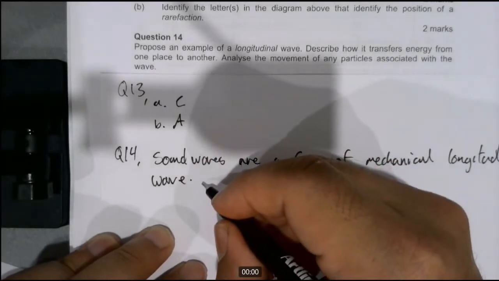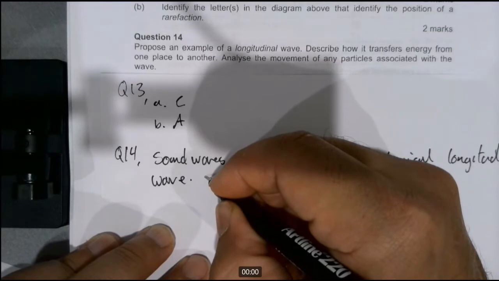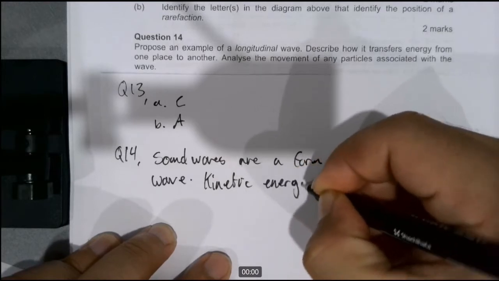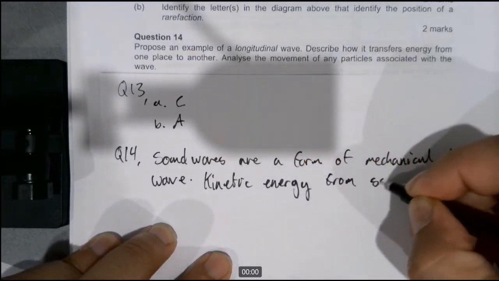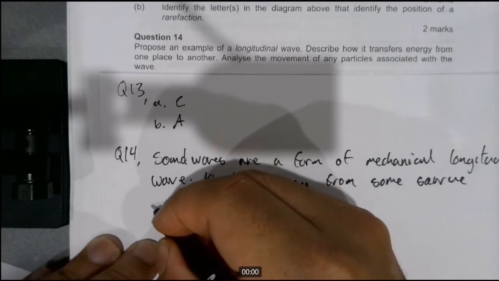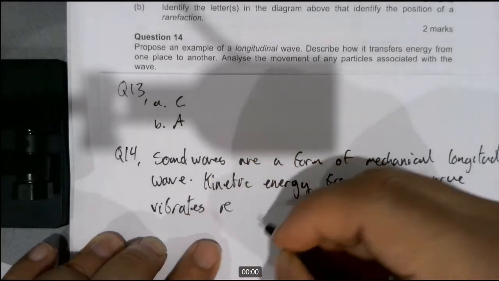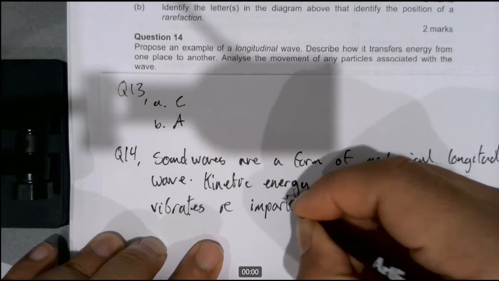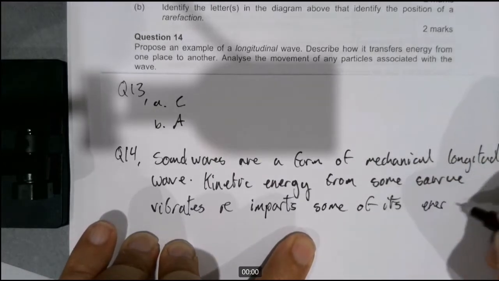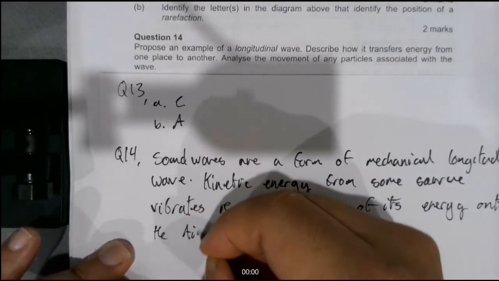Okay. How it transfers energy from one place to another. Okay, so what happens is kinetic energy from some source vibrates and imparts some of its energy onto the air particles.